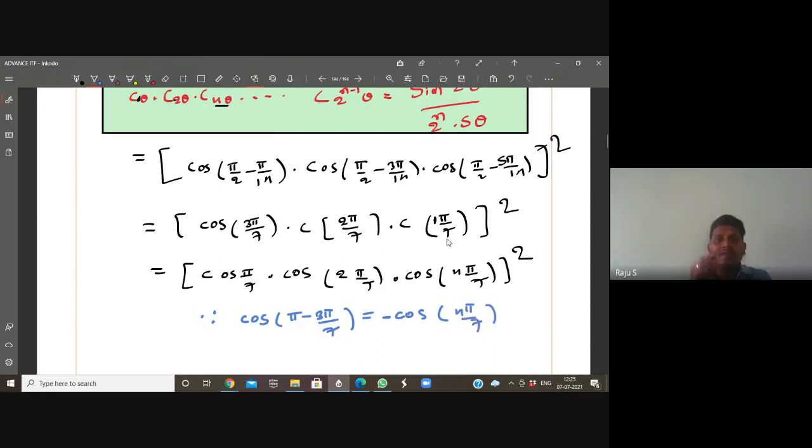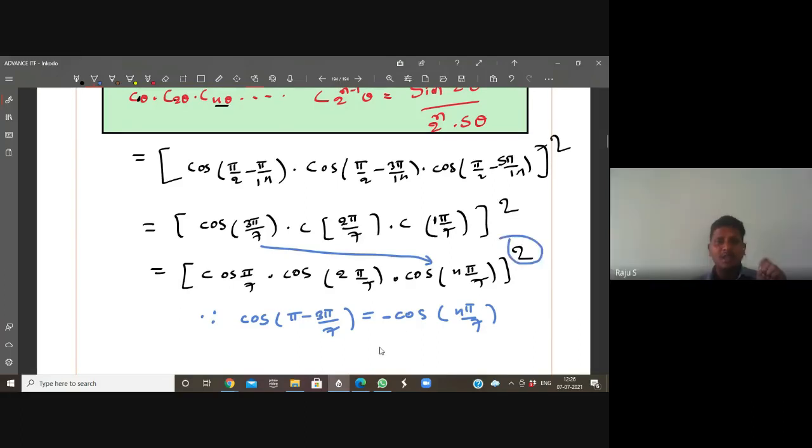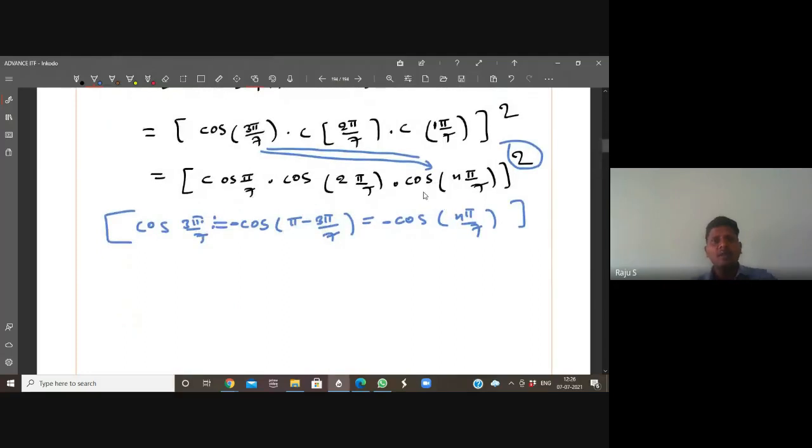It's an even function. Why have I written plus here directly? This value is equal to this, and if we square it, the whole square is there, so I have written positive, so that these two will be the same. Cos 3 pi by 7 can be written as cos of pi minus this. Anyhow, you can take minus here, plus here, we'll get the same. Okay, students, so I have written. Now you can apply the property.